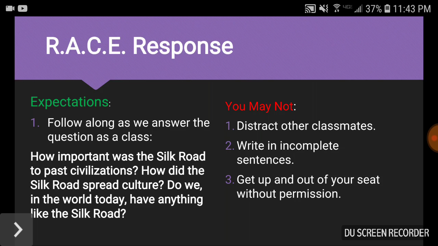So take your time. Make sure you're using your notes. You can also use the previous Silk Road reading and questions that you answered earlier to help you work on completing and constructing a full paragraph RACE response.